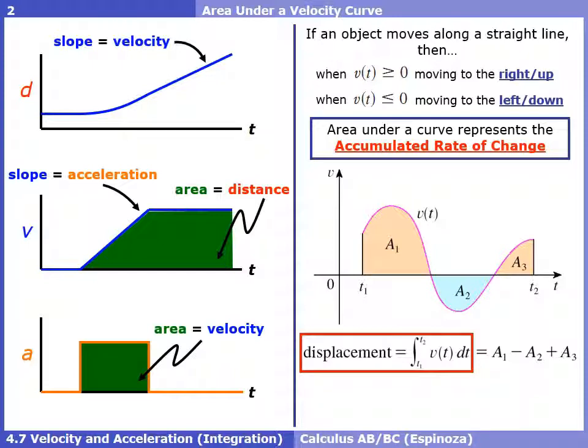So to find displacement, if you're given a graph, you would take areas above and areas below and subtract those. So we get A1 minus A2 plus A3.